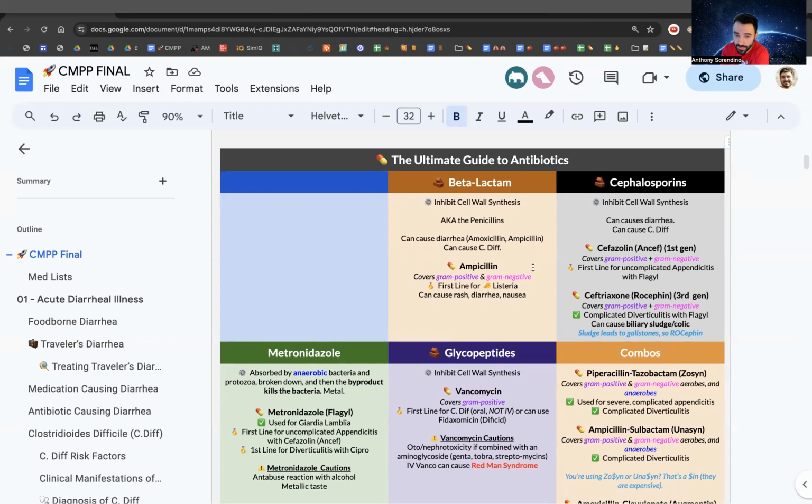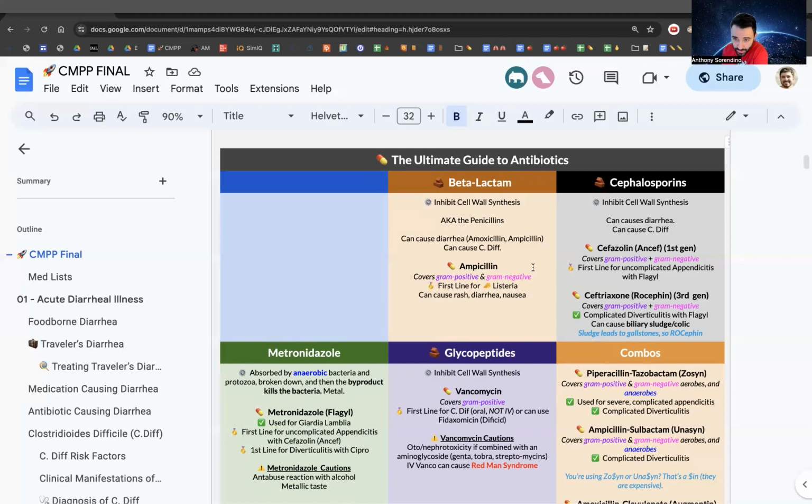Let's talk about ampicillin. It covers gram-positive and gram-negative. This is our first line for listeria. Remember, we were talking about those women with their shopping list, all amped up. It was women because listeria in pregnancy causes flu-like symptoms. Ampicillin can also cause rash, diarrhea, and nausea.